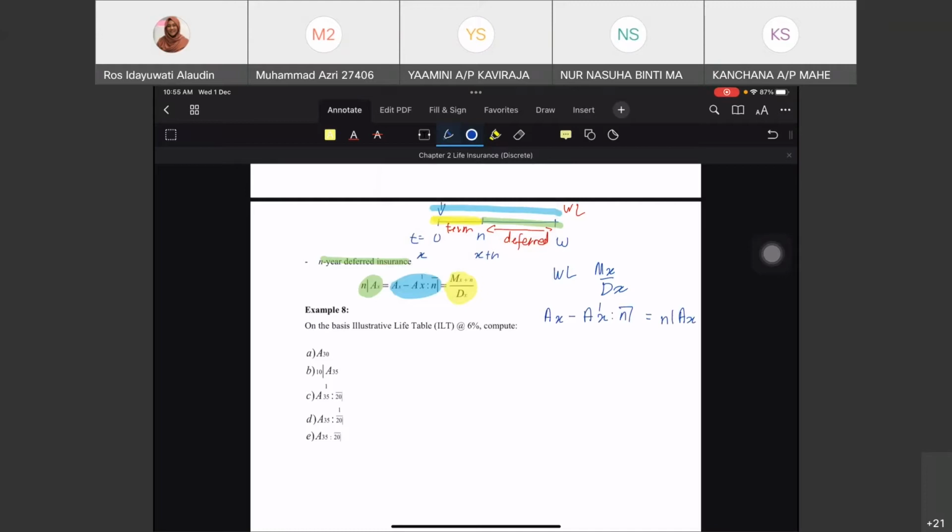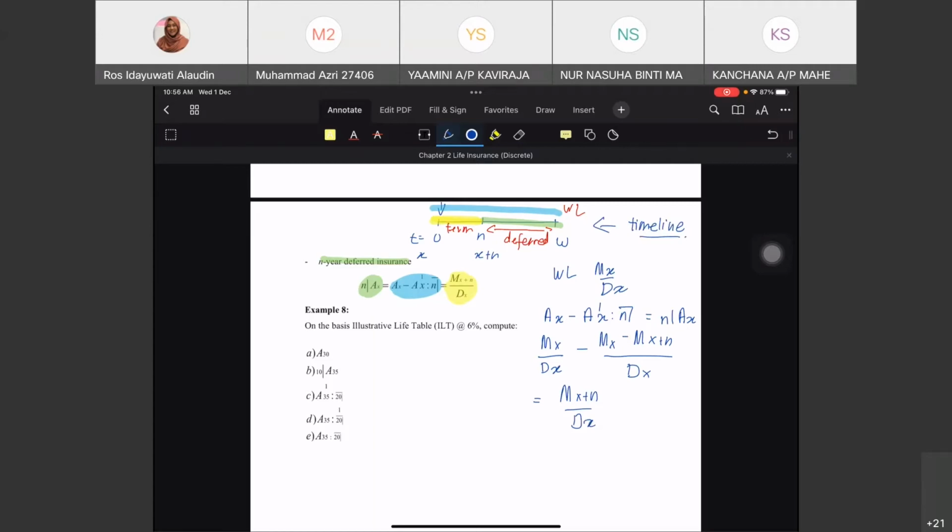So Ax is Mx over Dx. The term insurance is Mx minus Mx plus n over Dx. So that's why we get Mx plus n over Dx. This is when we illustrate it in a timeline.